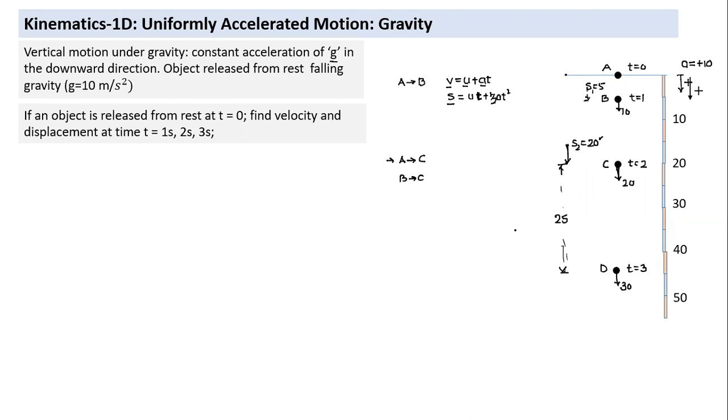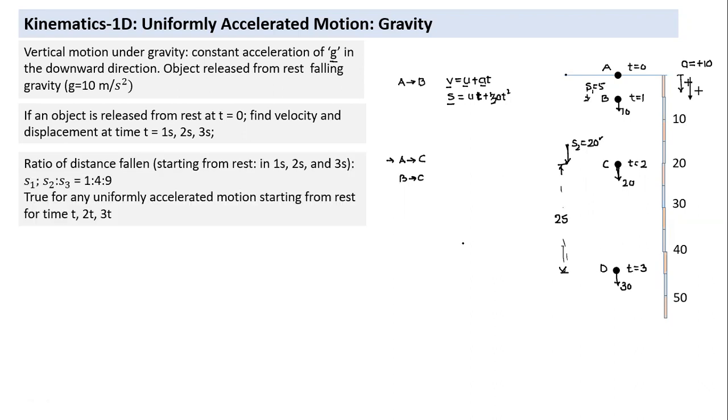So that's how we apply this basic equation. Very simple things. So whatever results we obtain, S1 is 5, S2 is 20, and S3 will come total. If I take total displacement from A, S3 will come equal to 45. So the ratio of displacements will come equal to 1:4:9. And when is this true? This is true not only in this case, it's true for any uniformly accelerated motion. So a has to be constant, and the object should start from rest so that u is 0.